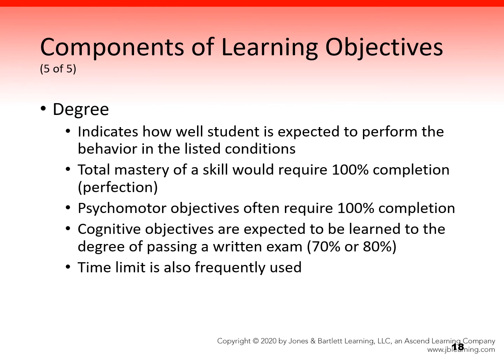D is degree, which indicates how well the student is expected to perform the behavior in the listed conditions. Total mastery of a skill would require 100% completion rate or perfection. Psychomotor objectives often require 100% completion, and you can appreciate why in the fire service that is so. Cognitive objectives are expected to be learned to the degree of passing a written exam, 70 to 80%. Remember, that's general. There are many fire service classes that 80% is the lowest grade you can get to pass. Time limit is also frequently used.